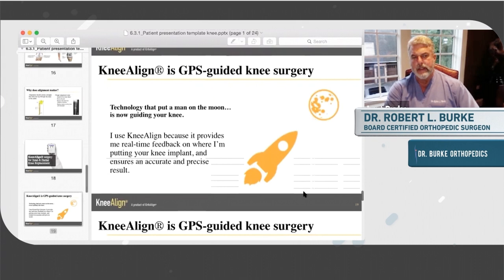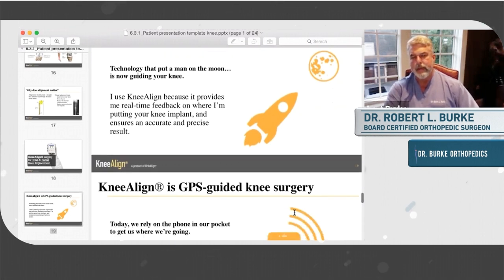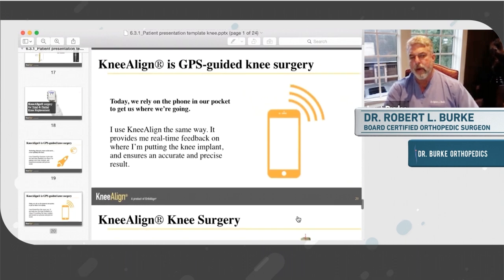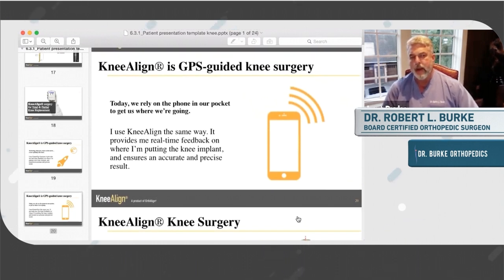The Neoline system is a GPS guided surgery that basically has a computer-driven device to allow one to determine the axis of the extremity at the time of surgery, and then to be able to set the cutting guides appropriately so that when the bone is resected, it is restoring the normal alignment of the knee, which is invaluable in determining the long-term success of the implant.